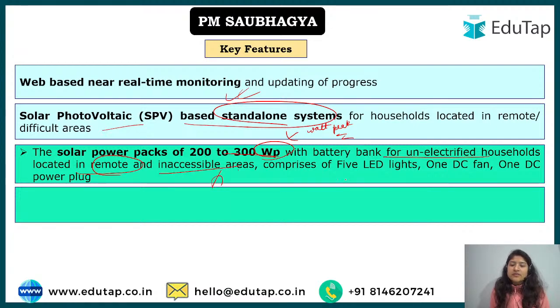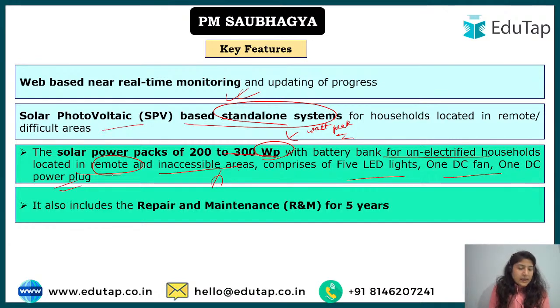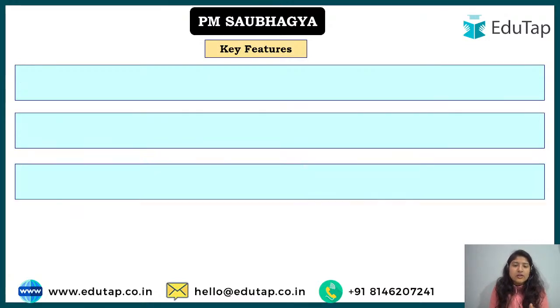It comprises 5 LEDs, 1 DC fan and 1 direct power plug. Next, it also includes repair and maintenance for 5 years. So repair and maintenance of what? These solar PV models that we are talking about. So for 5 years their repairing will also be done.